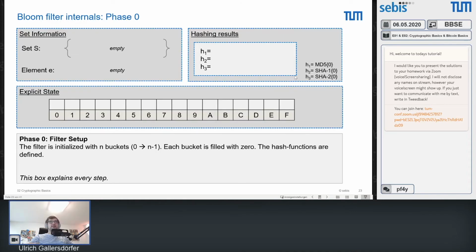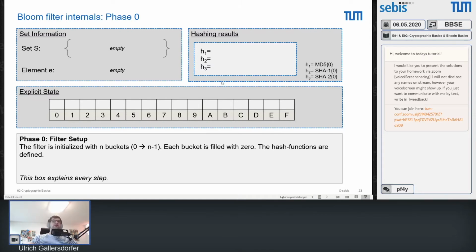So let's take a look at the internals here. We have a set information. This is the set S, and it's empty now. This is the element E we either add or search for. We have the hashing results. We take these three hash functions here, MD5, SHA-1, SHA-2, and we only take the first character of each. We could take more, obviously, but for the sake of simplicity, and so that you can try it yourself, this is really an example that works, and you can basically play it yourself. Then it's definitely very useful for you.